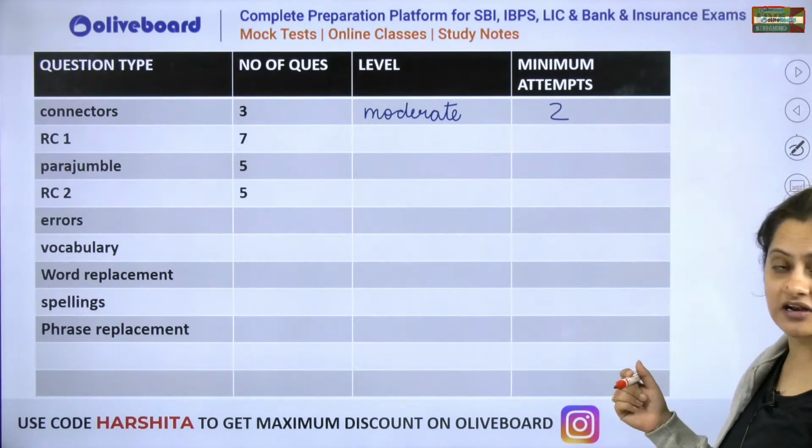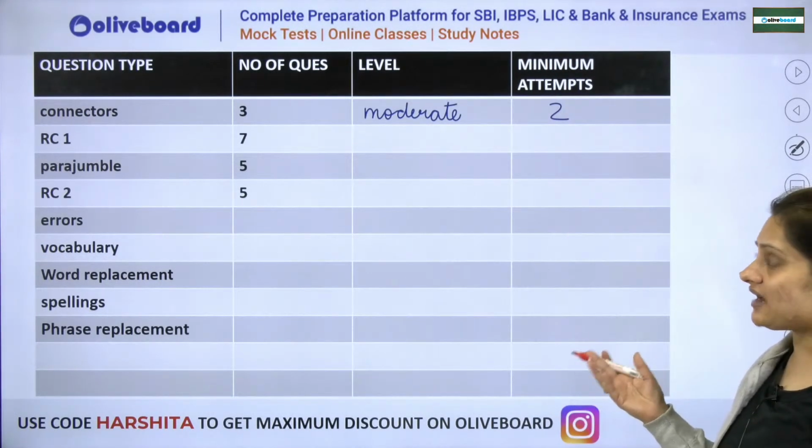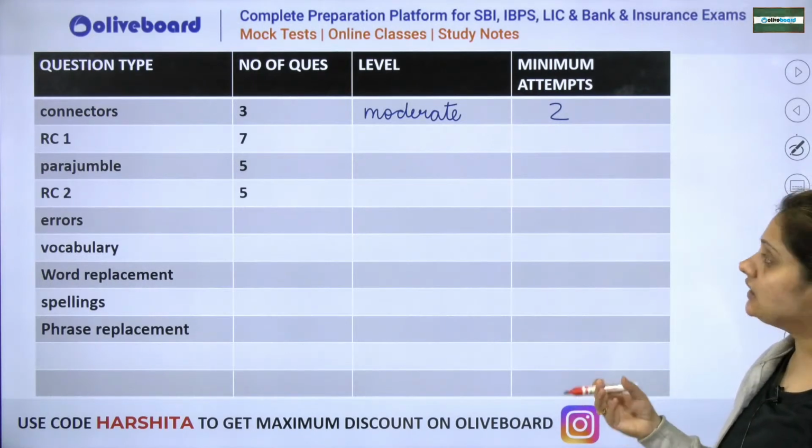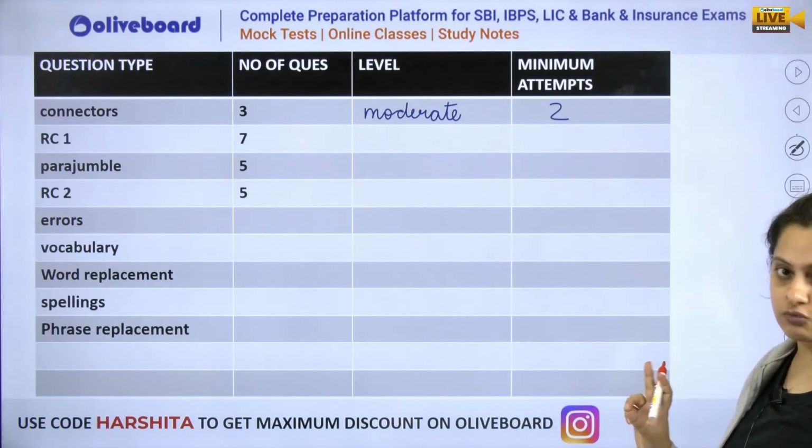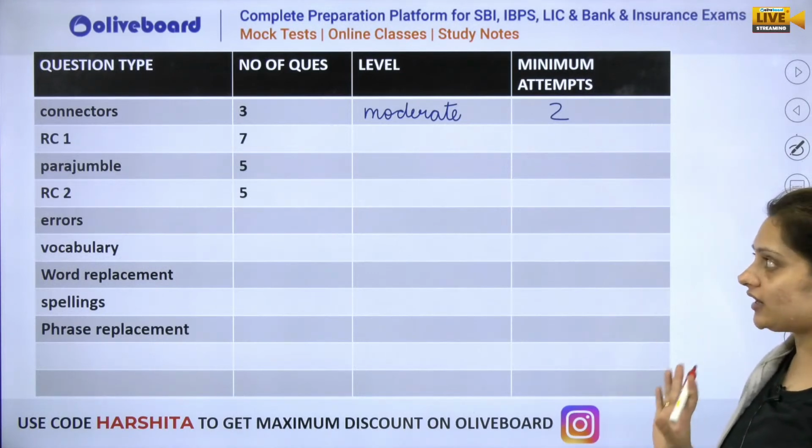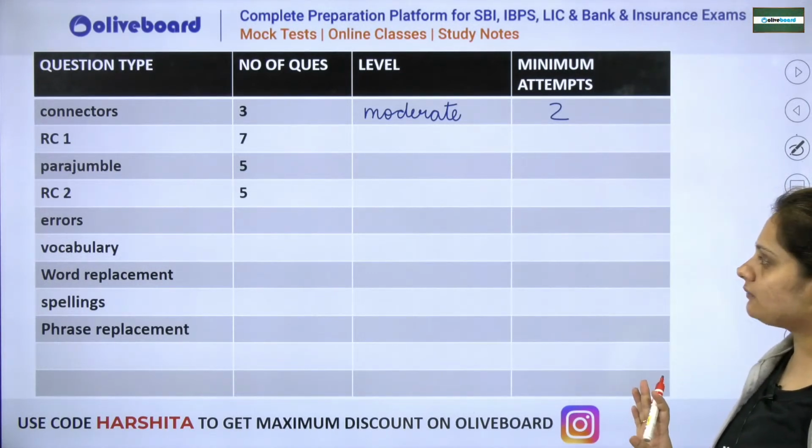I take this in a live class also, paid batch. You have a chapter also where I have done connectors. So at least 2 doable moderate questions. 1 was tricky, I accept. 2 are still doable. Okay, now I am moving to the next set.